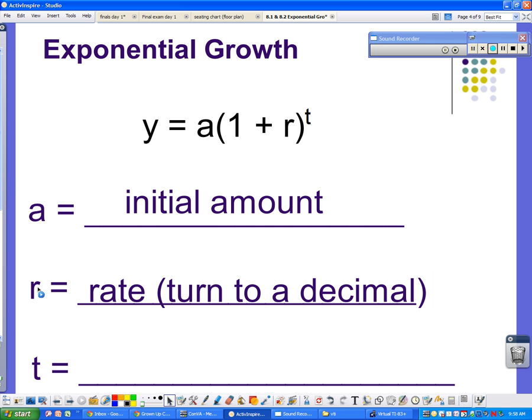And make sure that you turn it to a decimal. Okay? And in order to turn it to a decimal, let's say my rate was 25%. All you're going to do is take that 25% and move the decimal point 2 places. Okay? Another way to do it is to take 25 and divide it by 100, and it will give you 0.25. Okay? So you've got to make sure and turn it to a decimal.